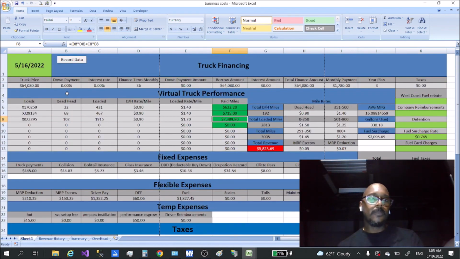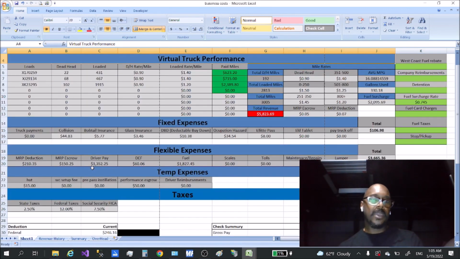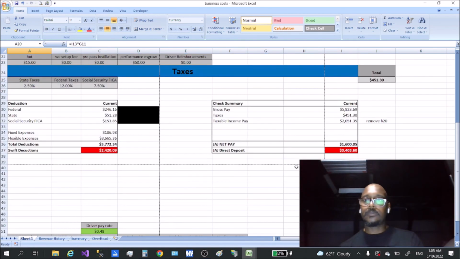All right, so let's go ahead and get rid of this truck payment, just to give you an idea of what you could be making without a truck payment. Okay, there you have it. $3,403 each week. That money goes into your banking account every week.